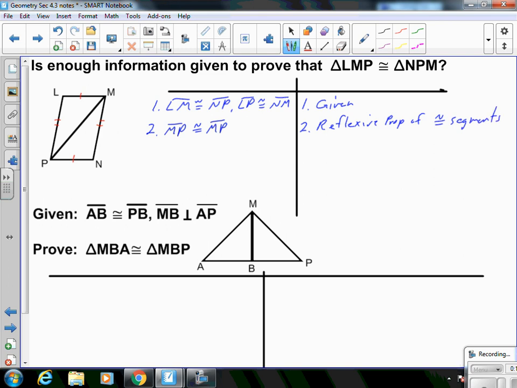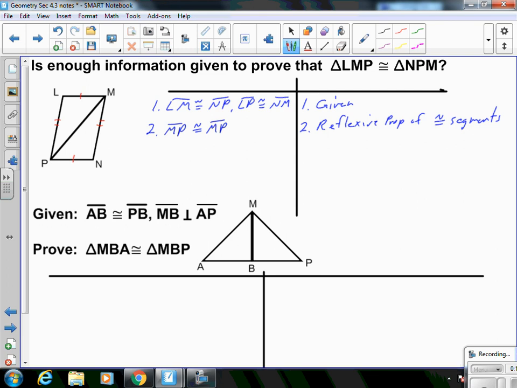Reflexive property of congruent segments. So any segment would be congruent to itself, is what the reflexive property of congruent segments says. And anytime we say that something is congruent to itself or equal to itself, that's a reflexive property of some sort, a reflexive property of equality or a reflexive property of congruence.